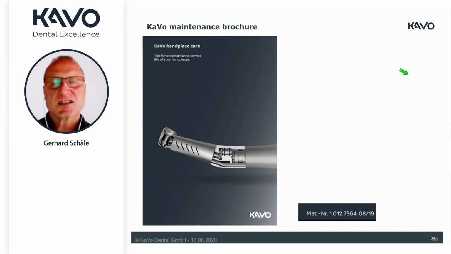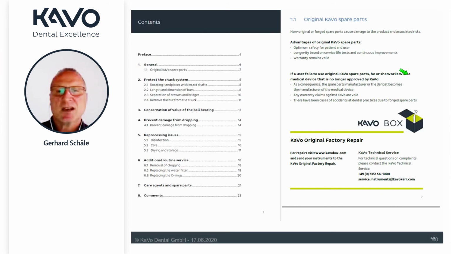Everything is also written down, and this is important for you if you like to have that. Please go on the KaVo website, and here we offer you a download. It's called KaVo Handpiece Care. This is like a small Bible. And in this Bible, it's written down the do's and the don'ts of using the instruments. I just want to show you a few pages of that one here.